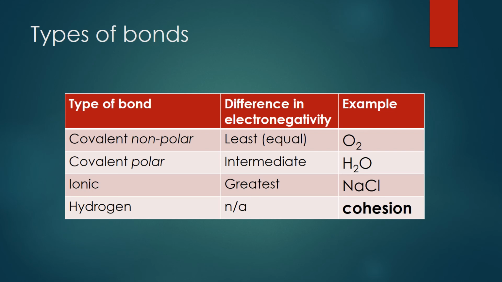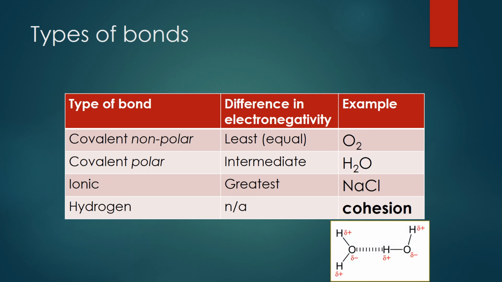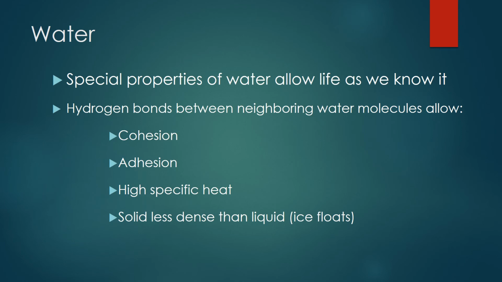We talked about non-polar covalent bonds, polar covalent bonds, and ionic bonds. We also talked about hydrogen bonds, and an example of hydrogen bonds is called cohesion, when two water molecules are connected to one another through those hydrogen bonds. Cohesion is a special property of water that contributes to the existence of life on Earth.